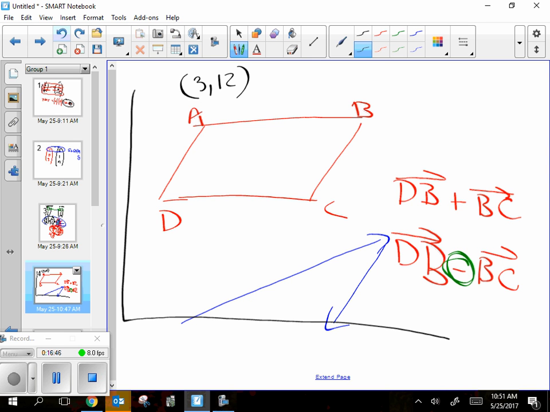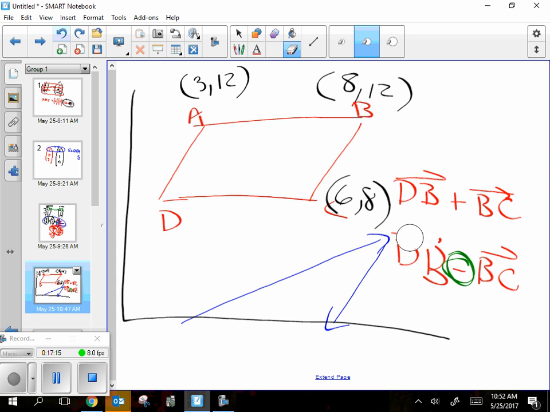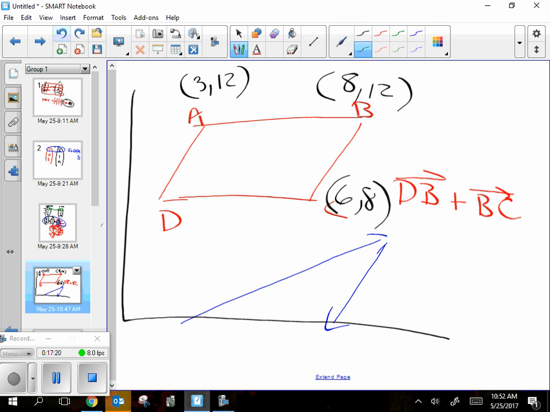And point B could be at like 8, 12. And then point C could be at 6, maybe like 8. There we go. Now, I'd like you to show me with column vectors. I don't need you to draw me a picture, but I would like to know what DB plus BC is now that you have the column vectors for it. I'll pause for a moment while you try to add those two.